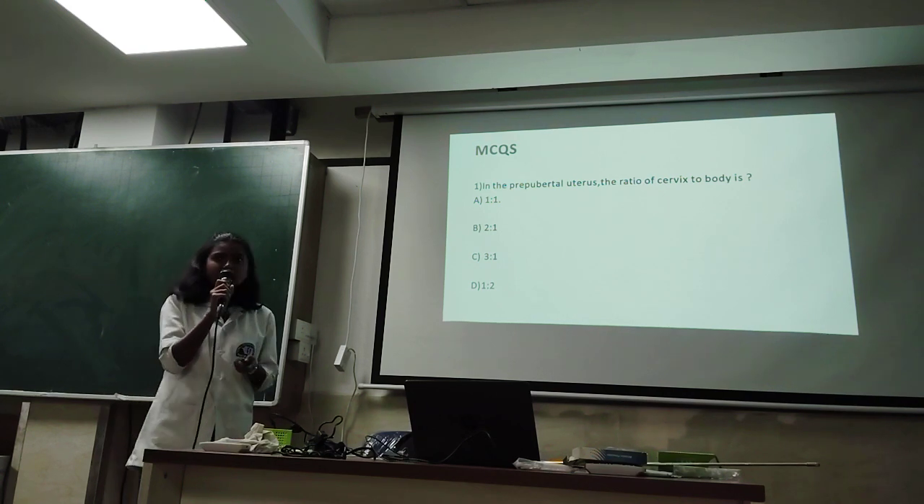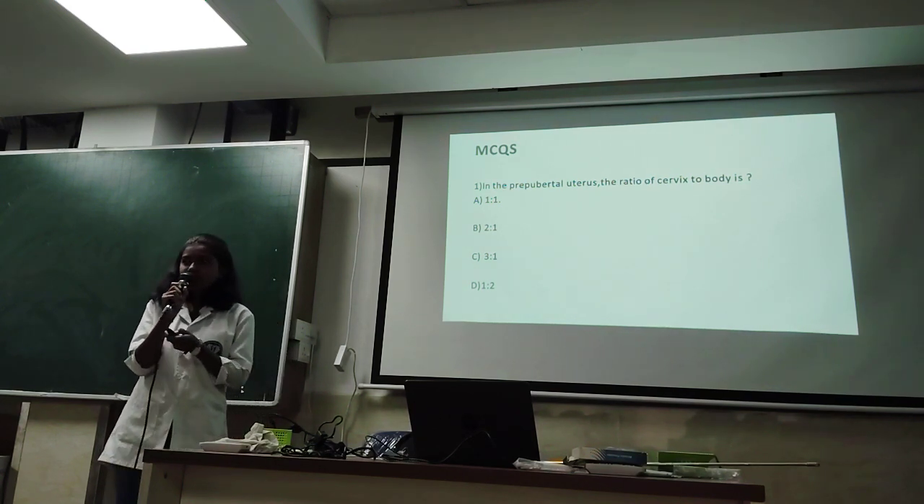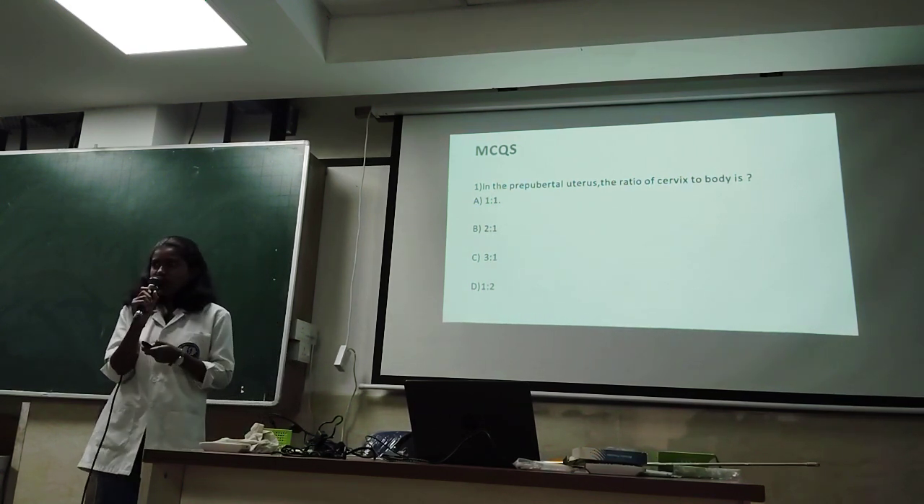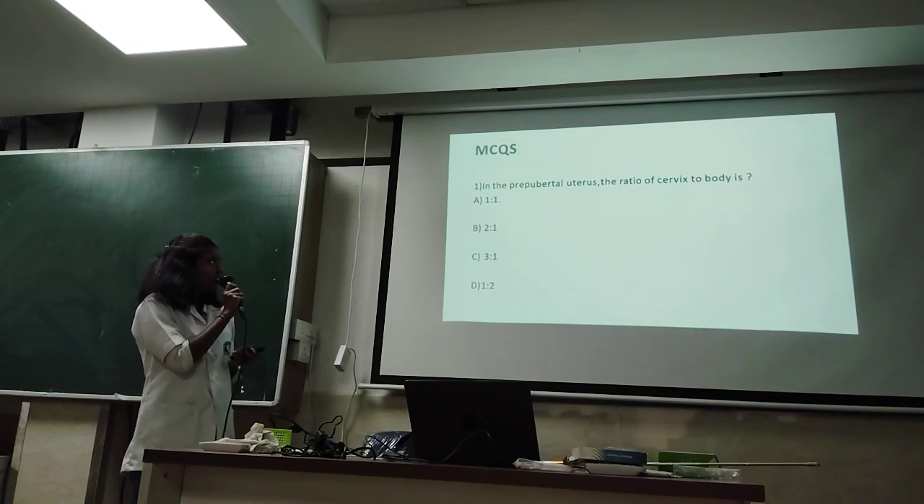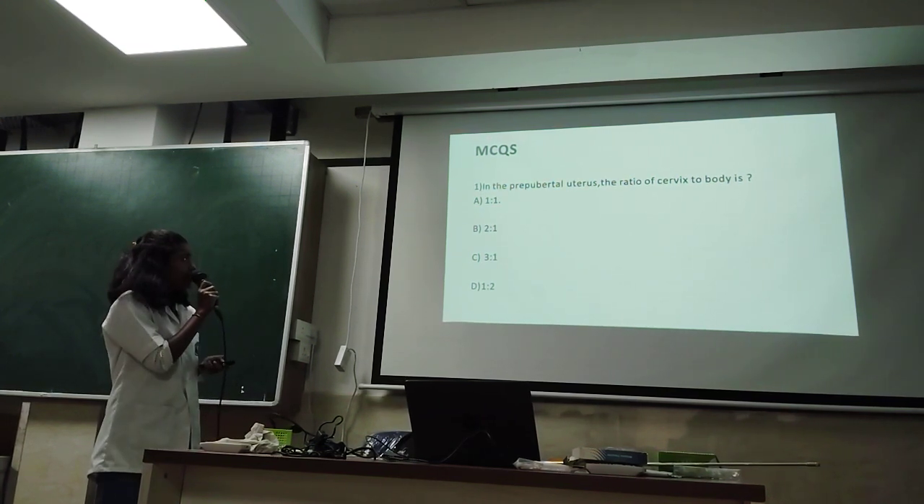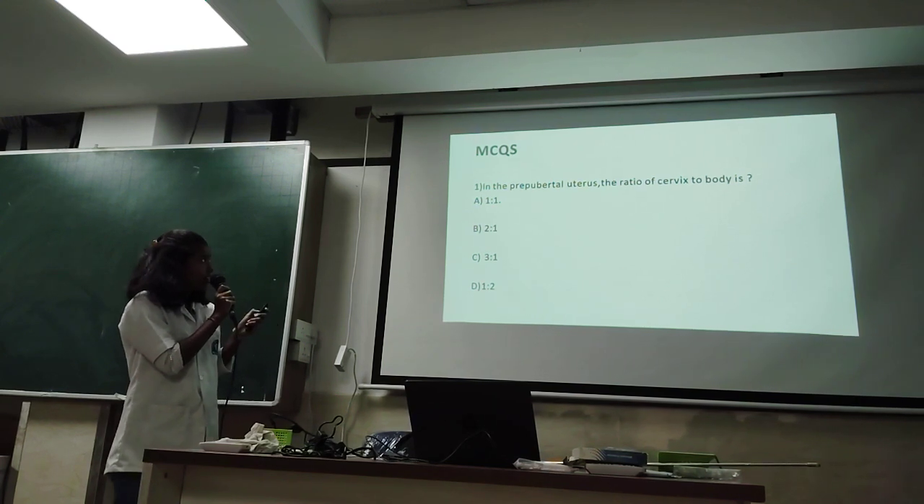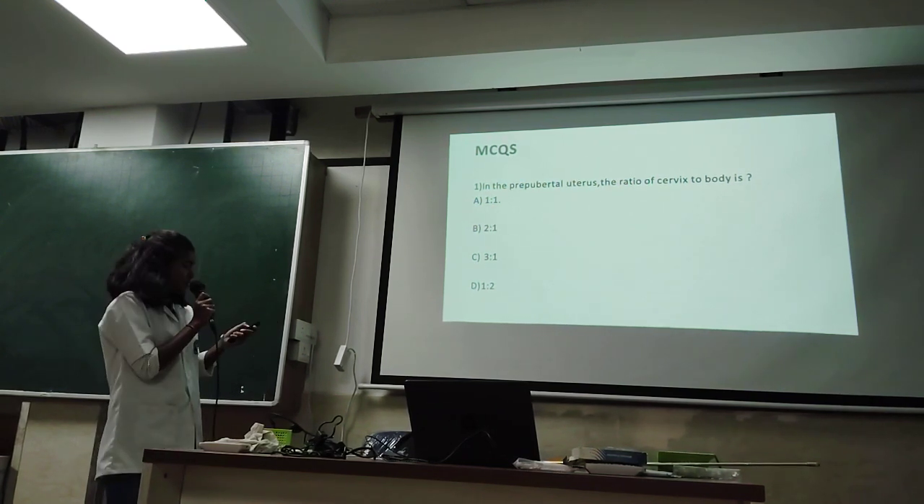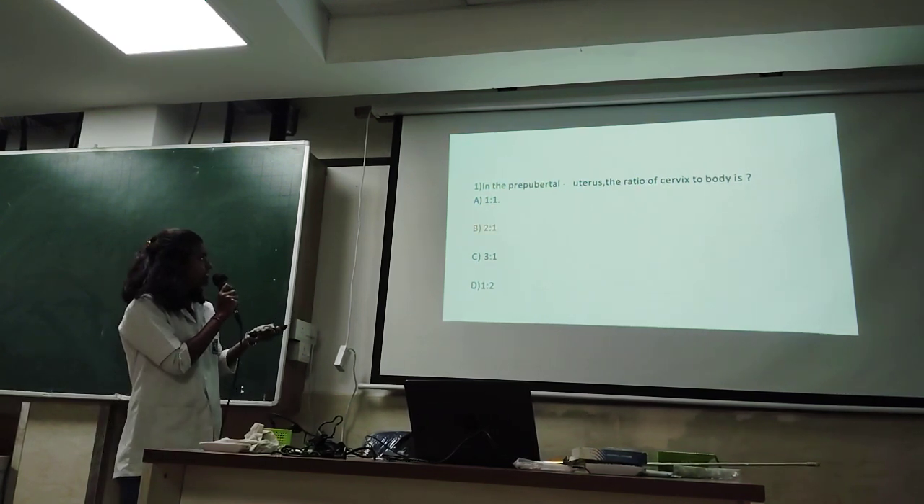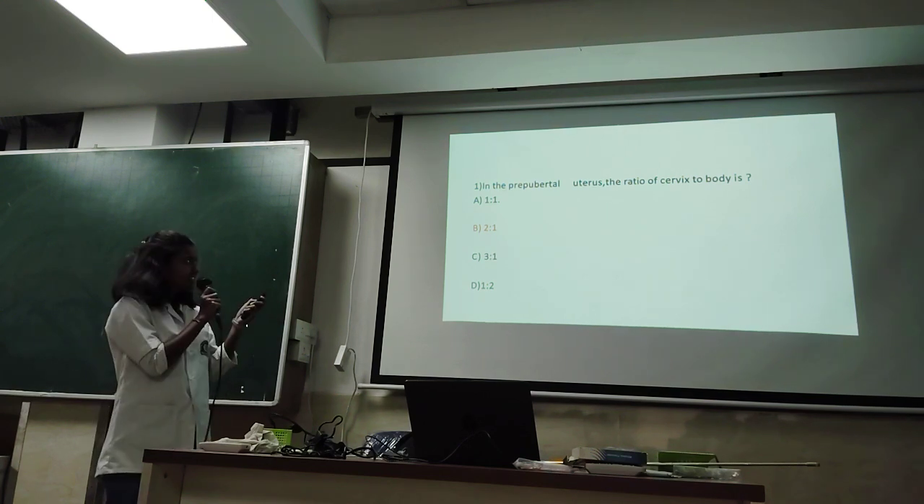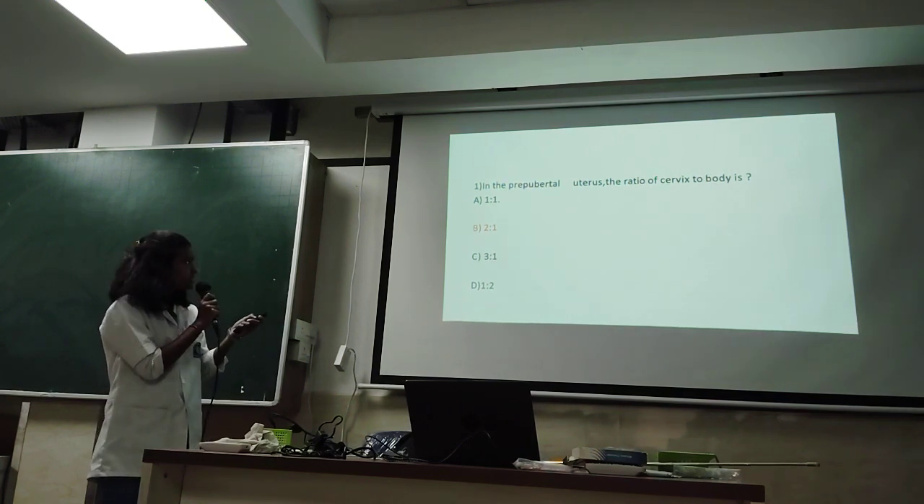Now here we will be conducting a small quiz where I will be reading the question and options, and you have to guess the correct answer. So the first question is, in the prepubertal uterus, the ratio of the cervix to body is? Okay, let's see the answer. Okay, everyone is right. It is the second option, 2:1.